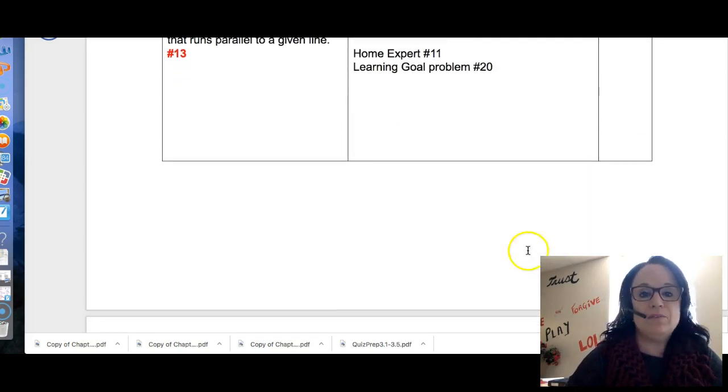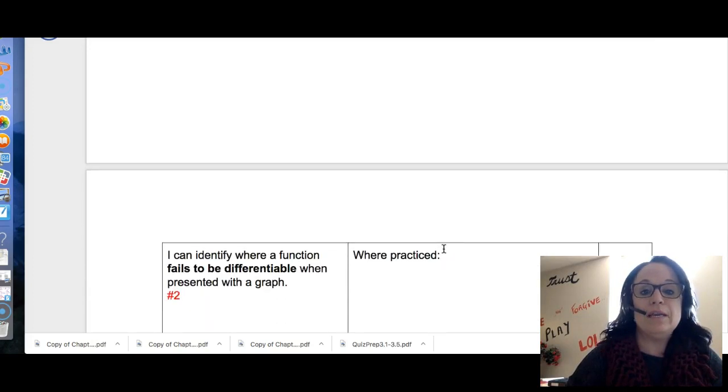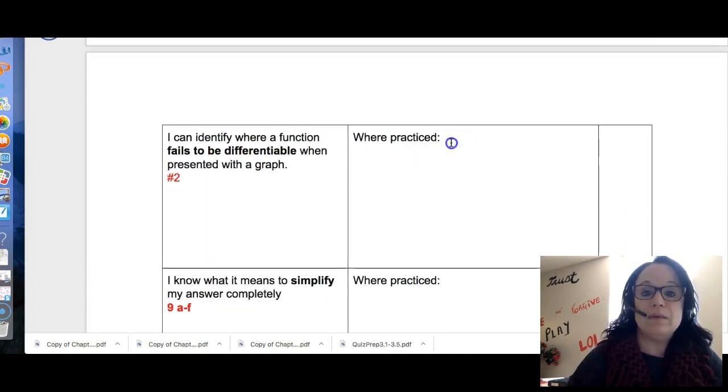What do you do if you put yourself at a 1 or a 2? You get in and get some help on that skill from me prior to the test, not after the test.